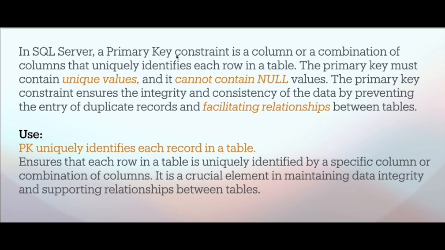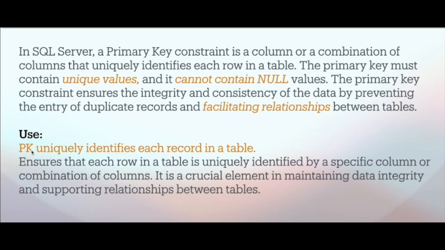Primary key constraint. As in the definition, in SQL Server, a primary key constraint is a column or a combination of columns that uniquely identifies each row in a table. The primary key must contain unique values and it cannot contain null values. The primary key constraint ensures the integrity and the consistency of the data by preventing the entry of duplicate records and facilitating relationships between tables. I will explain how unique values cannot contain null and how it facilitates maintaining the relationship between tables in upcoming videos.